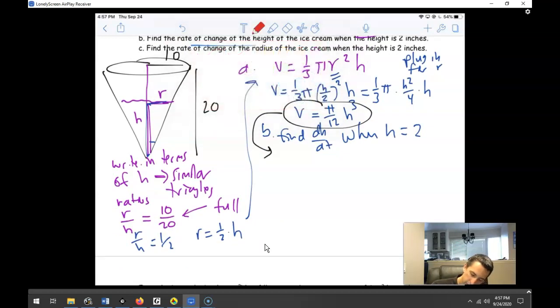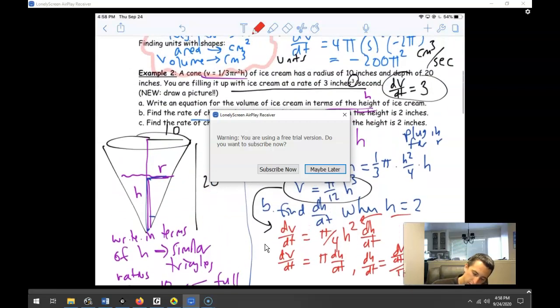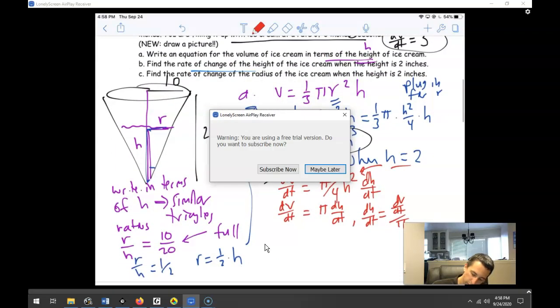So I'm going to differentiate this. So dv dt is equal to 3 comes down, so that's pi over 4 times h squared times dh dt. And then I'll plug in h equals 2. So my dv dt, oh my god, it cancels. That's so cute because 2 squared is 4. It's just equal to pi times dh dt. So that means my dh dt is just equal to dv dt divided by pi. So what is the dv dt? Well, the problem told me it was positive 3, so that's 3 over pi.